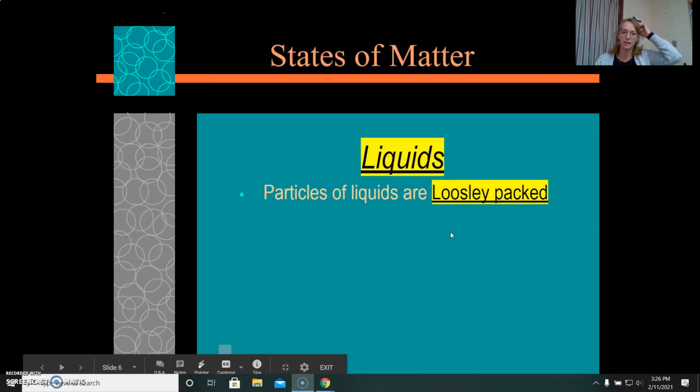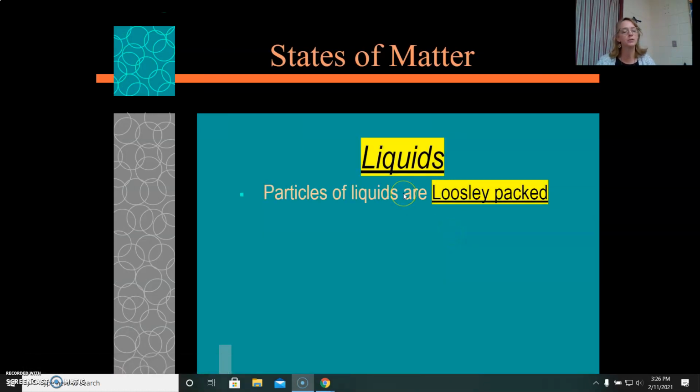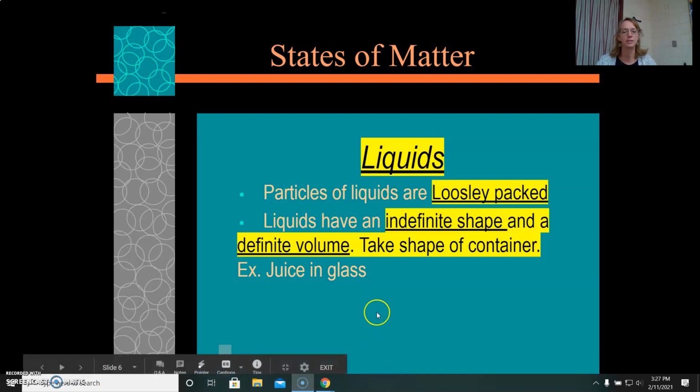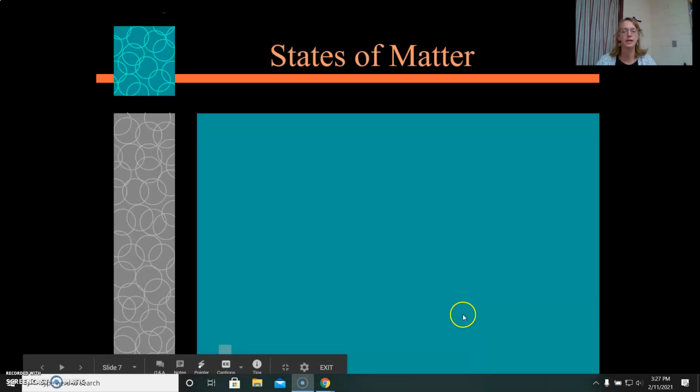Liquids, let's just take it to the next level. Now we're going to loosely pack them. So there's a little bit of space in between a liquid, and they actually kind of slide around each other. So this is a liquid, which means it can change its shape, but there's not enough space in between those particles that you can squish them. They're still pretty close together, so they don't change their volume. And again, they're moving a little bit more quickly because now they're sliding around.